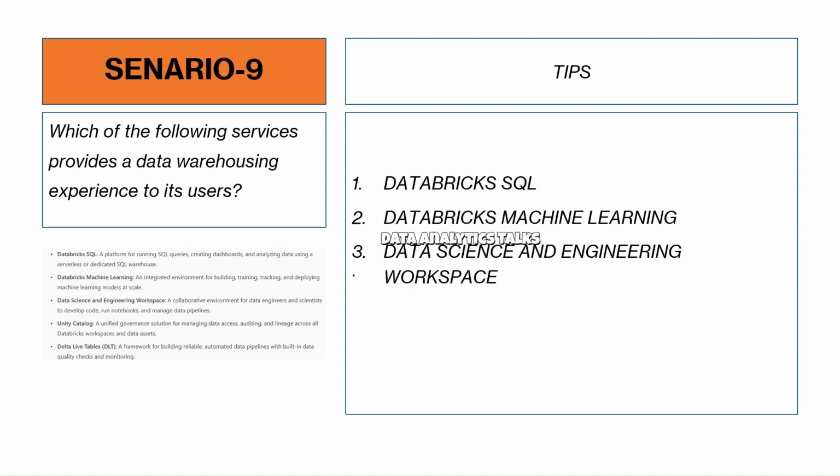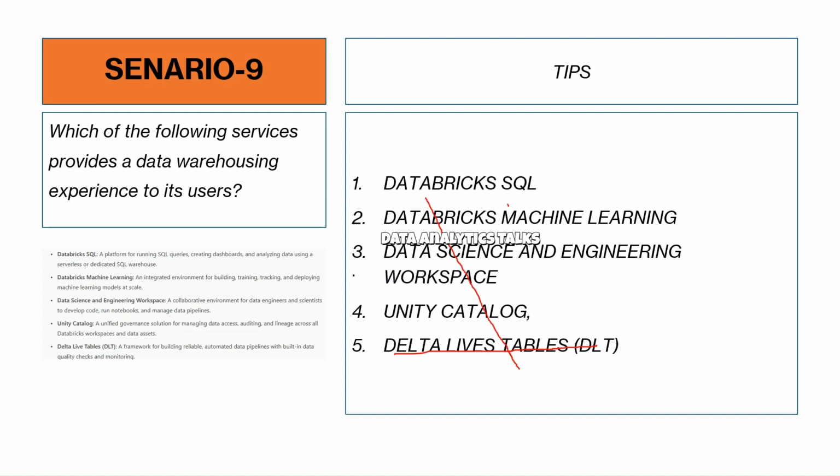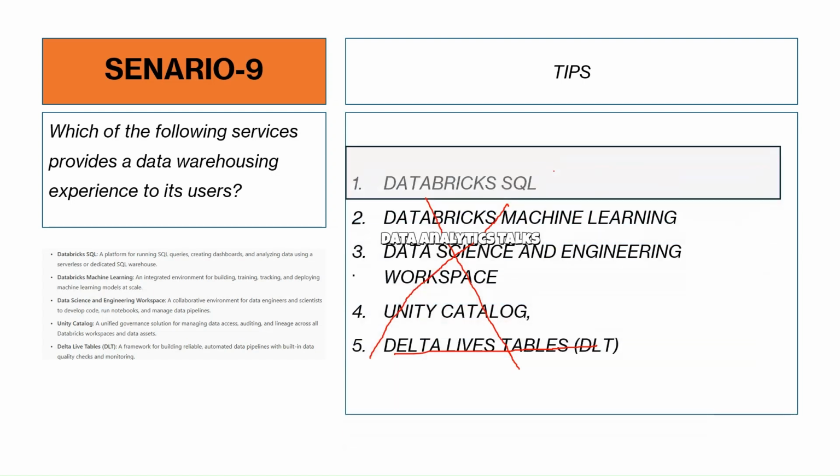Databricks machine learning, data science and engineering workspace, Unity catalog, Delta live table. Delta live table is basically used for streaming data. Here, these options are not valid at all. What is valid is Databricks SQL; that is the valid answer.